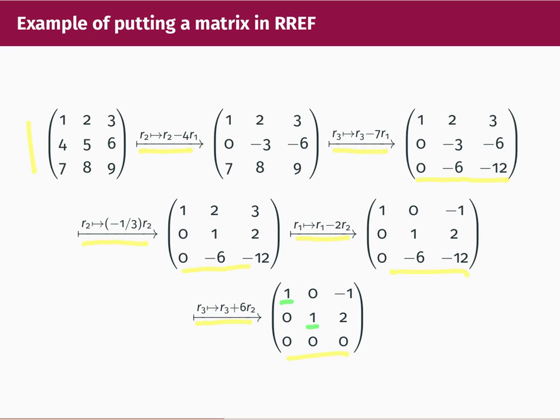The only entries in the same column as the leading entry are 0. And finally, the leading entry in row 2 is to the right of the leading entry on row 1. This matrix satisfies all 4 conditions for being in row-reduced echelon form.